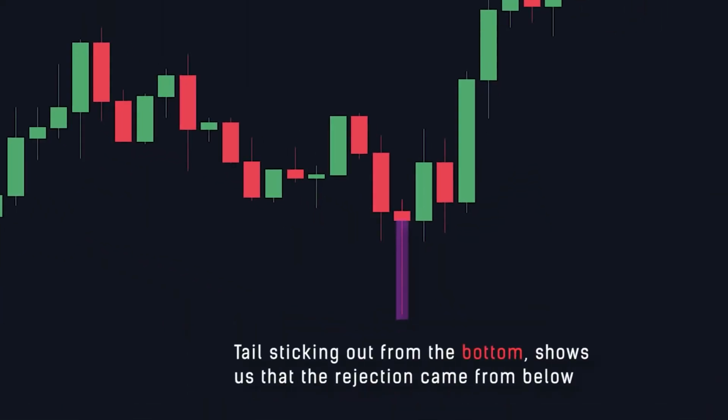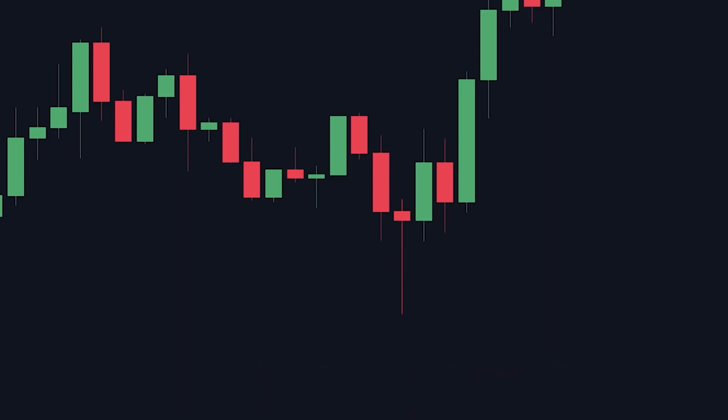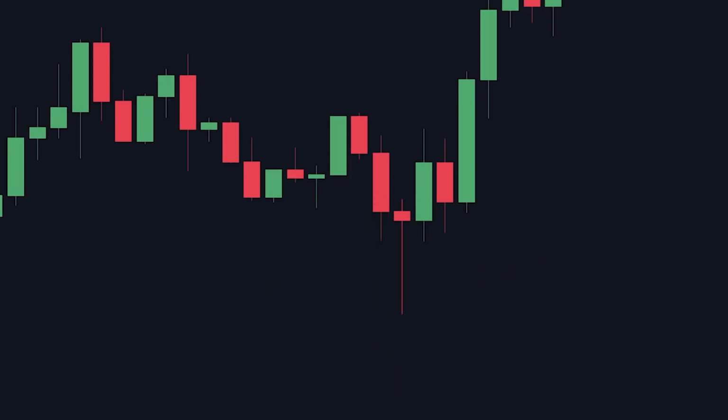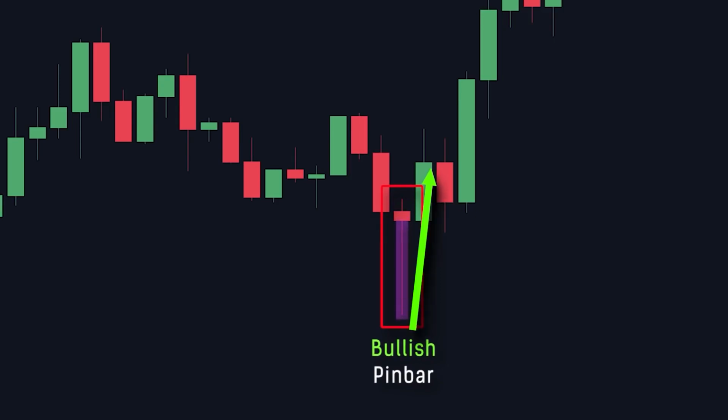So, if the tail is sticking out from the bottom, it shows us that the rejection came from below. Again, this happens because we have sellers that pushed the price all the way down before buyers stepped in, rejected it, and pushed the price all the way back up before the candle closes. Which is why, even if this is a red candle, it is still considered a bullish pin bar, because the tail sticking out from the bottom means that the momentum is going upwards.